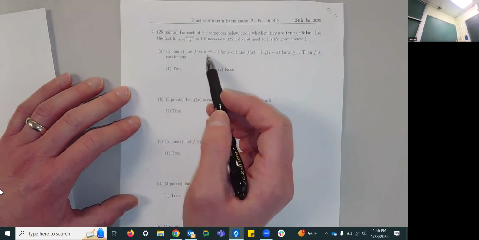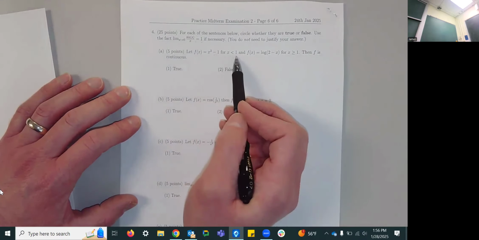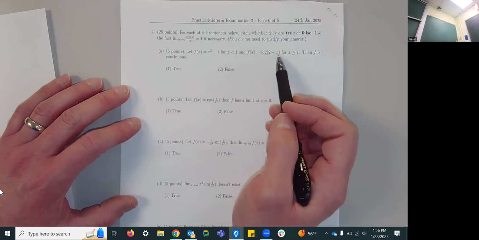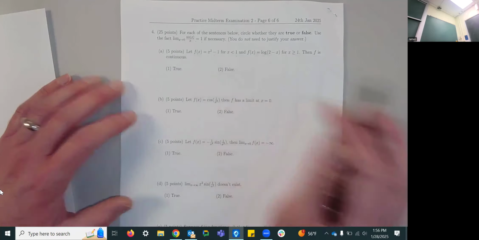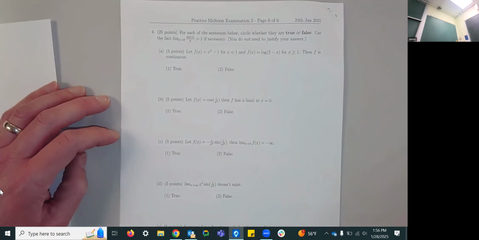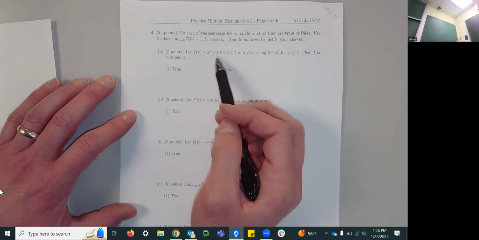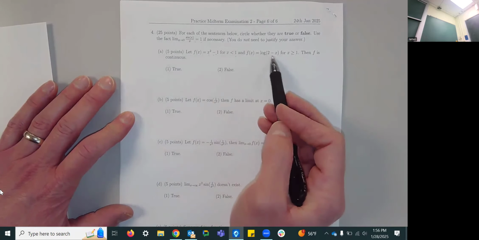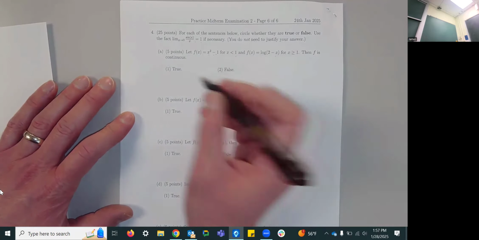So let f of x equal x squared minus 1 for x less than 1, and f of x equal to log of 2 minus x for x bigger than or equal to 1. Then f is continuous. So technically, you don't need to show any work here. If we just think about plugging in 1 for each side, if I plug in 1 here, 1 minus 1 is 0. If I plug in 1 here, 2 minus 1 is 1, and log of 1 is also 0. So it looks like it's true.